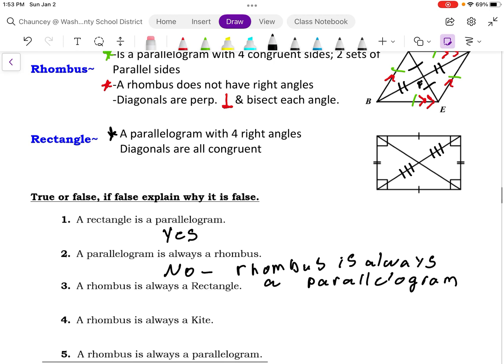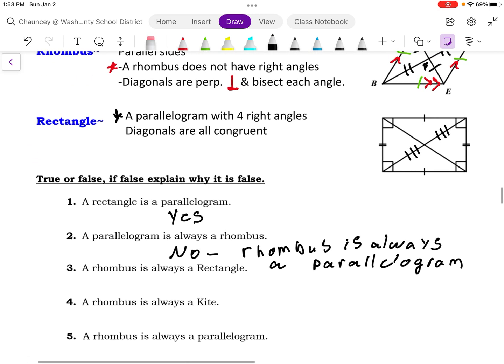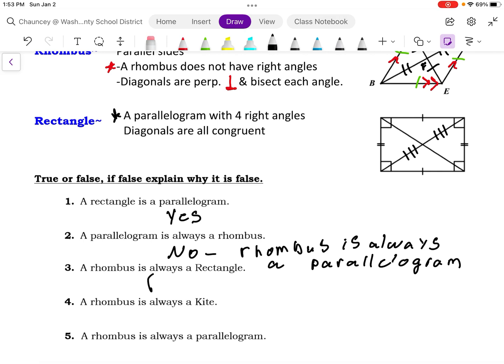Okay, my handwriting isn't the greatest, so I apologize. Is a rhombus a rectangle? False. Why is that false? Well, there are no right angles.